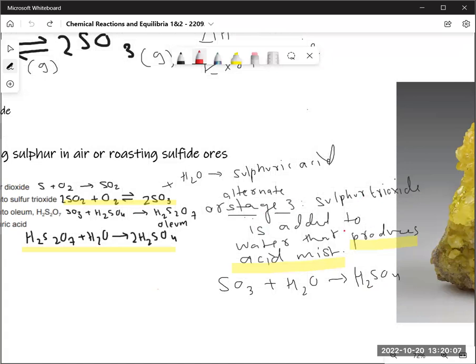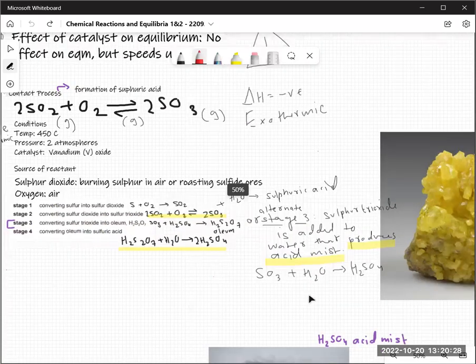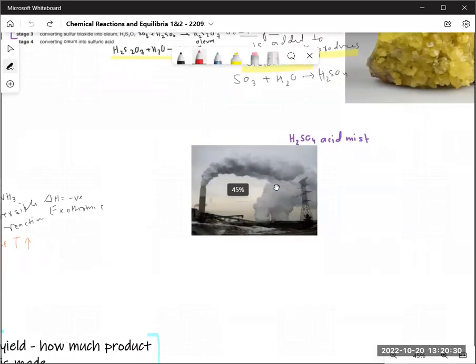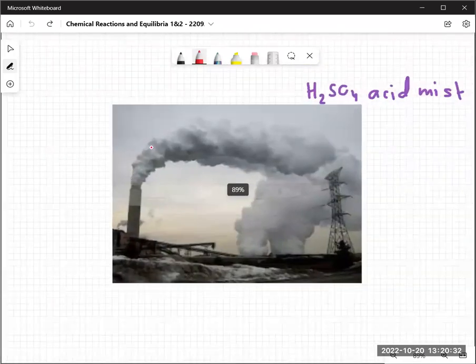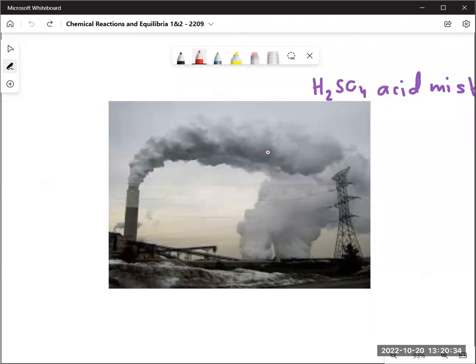Sulfur trioxide is added to water that produces acid mist. Now this is the equation for that. SO3 plus H2O gives us H2SO4. Now we're getting H2SO4 directly. Why do we have to make oleum, H2S2O7? That's kind of strange. But the issue right here is underlined, produces acid mist. Now this right here is what acid mist looks like. This giant cloud of mist is what is produced.